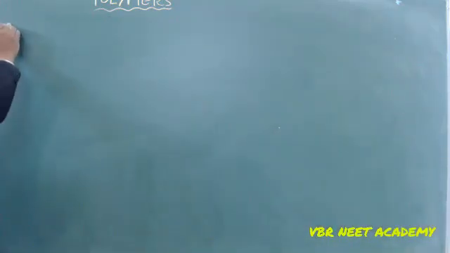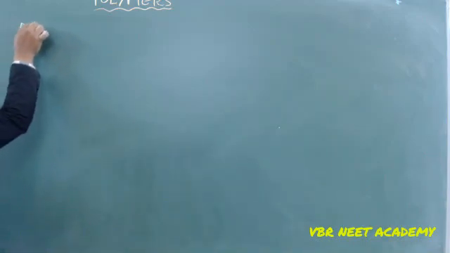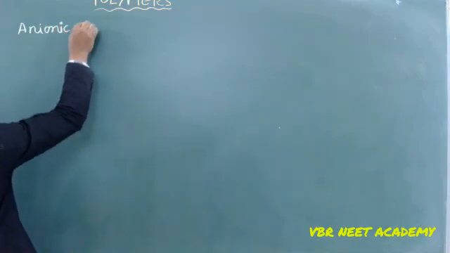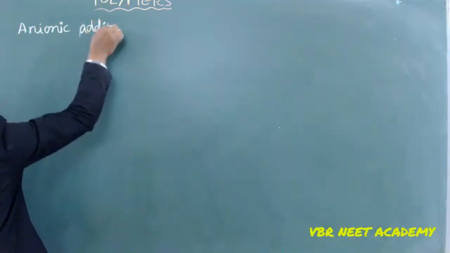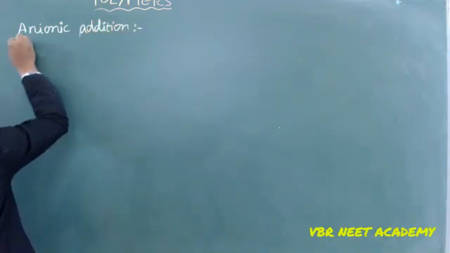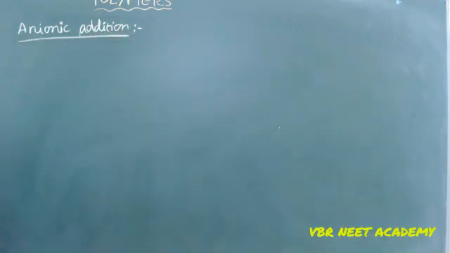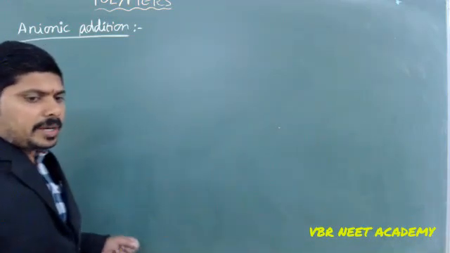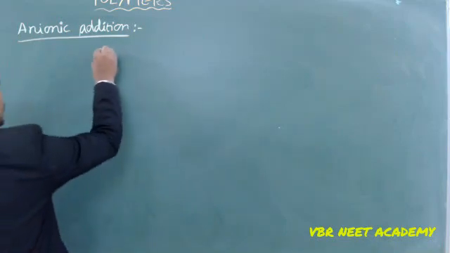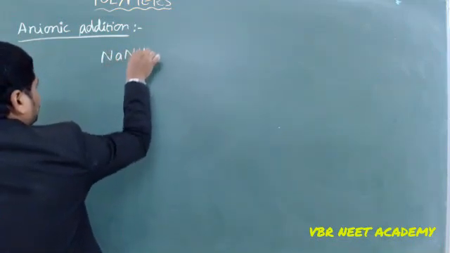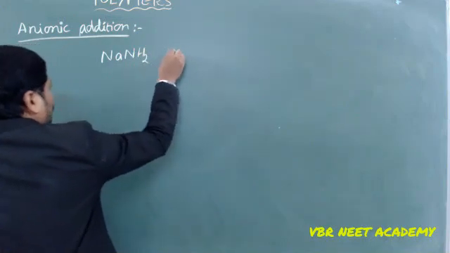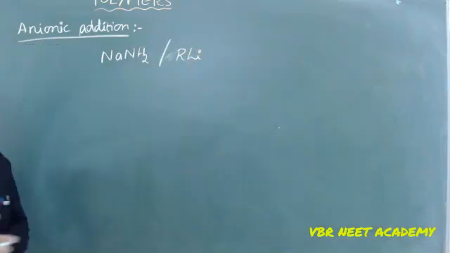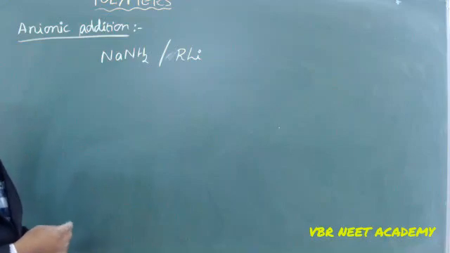Next one is anionic addition polymerization. So how we are having Lewis acid for your cationic polymerization? Same way we require a base. Say for example NaNH2, sodamide, or we can take alkyl lithium, RLi. Such bases, when present, are going to bring anionic polymerization.